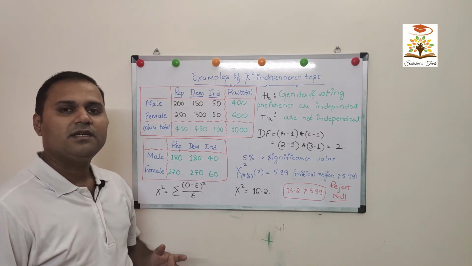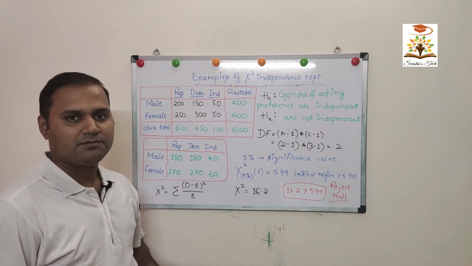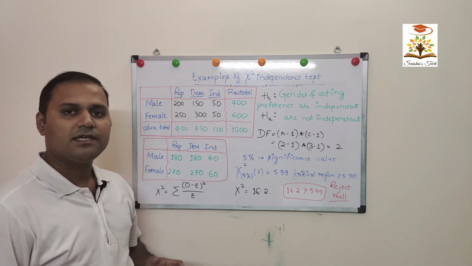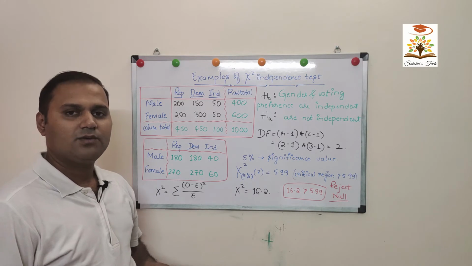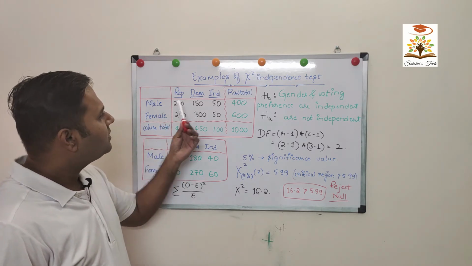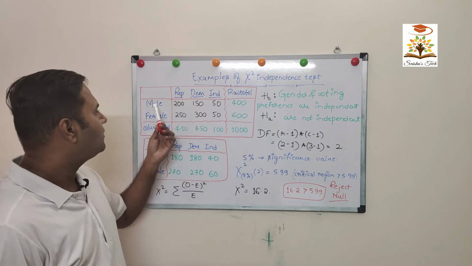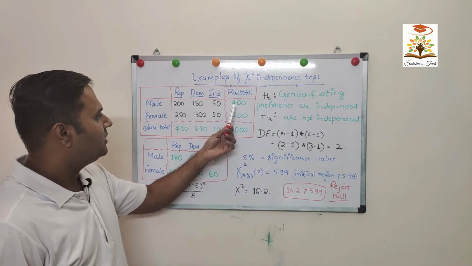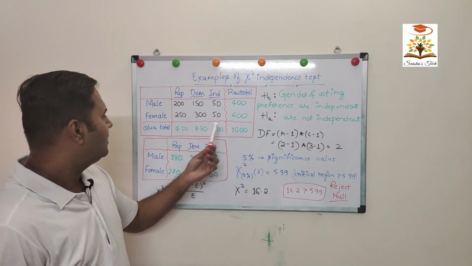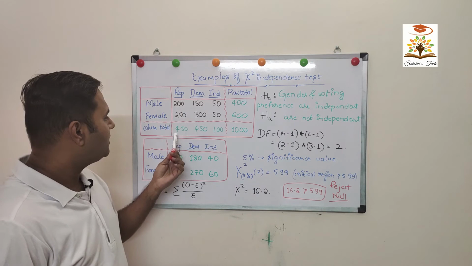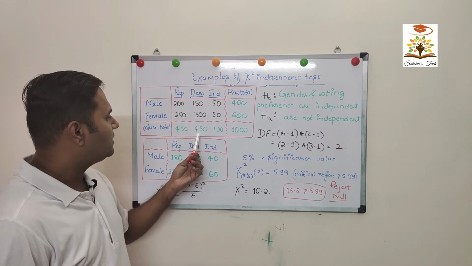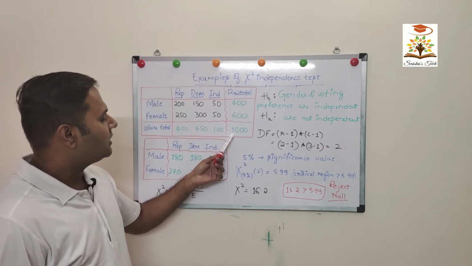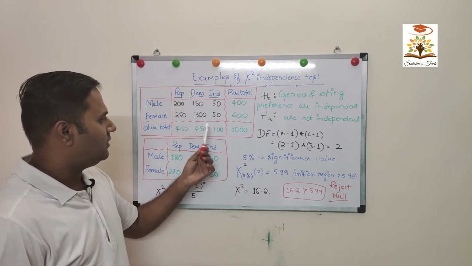The second step would be calculation of expected values. As we have only observed values, we are going to calculate expected values. To do that, we have calculated the row total and the column total of the observed values. Here, the row total for male is 400 and female is 600, and the column total for Republican is 450, Democratic is 450 and Independent is 100. The grand total for all the observed values is 1000.